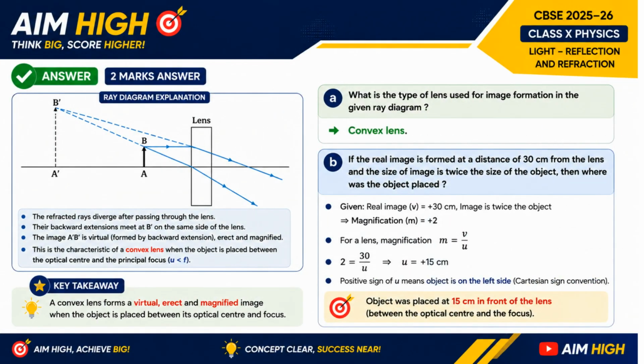The lens is a convex lens. In this specific configuration, because the rays diverge and create a virtual, upright, and magnified image, we know the object is placed between the optical center and the focus. Using the magnification formula, we calculate that the object was placed 15 centimeters in front of the lens.